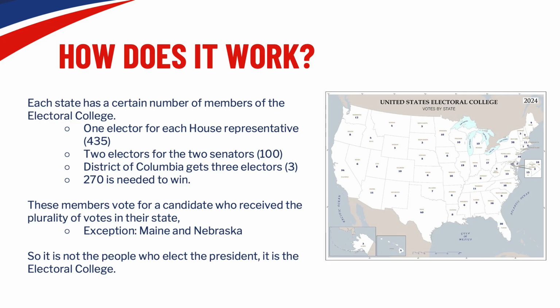And so how does this system work? Every state gets a certain number of electoral votes, and they're divided amongst 1 for the House of Representatives and 2 for each of the senators. So the minimum number of electoral votes a state can have is 3, and then the votes continue to go up according to their population.